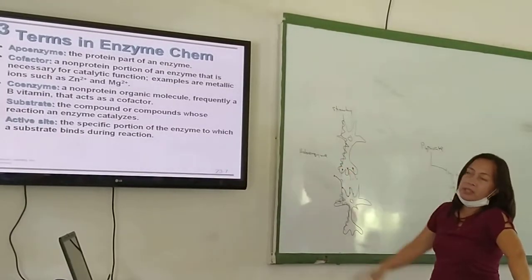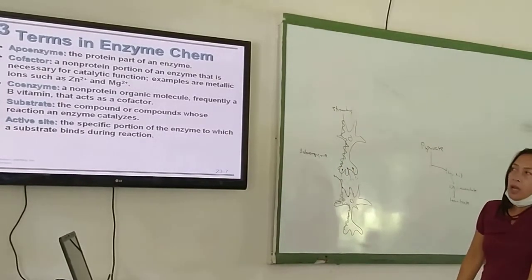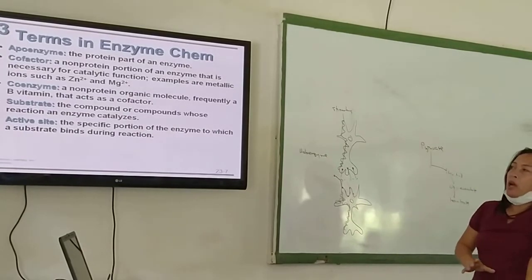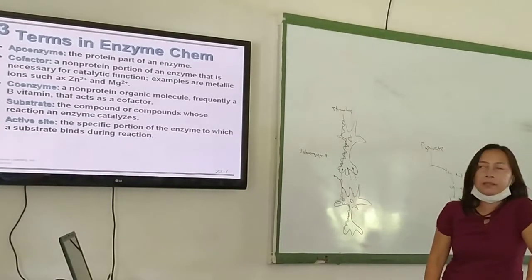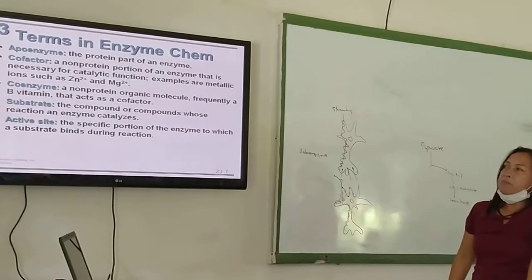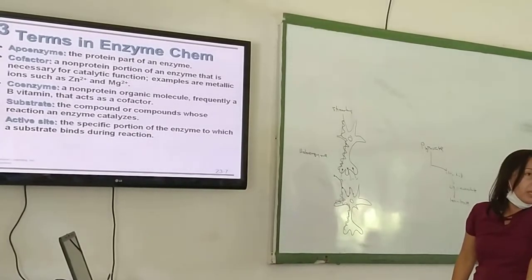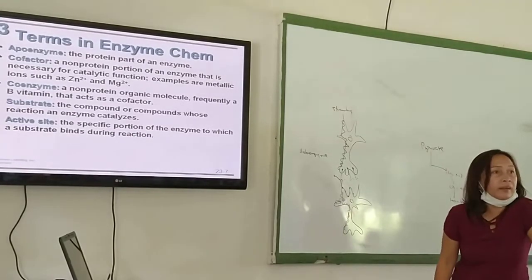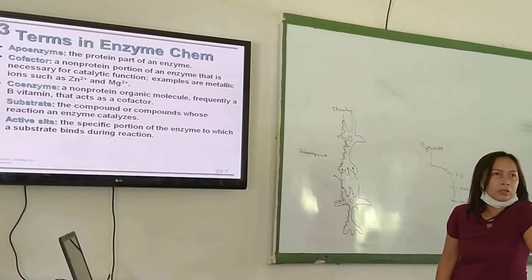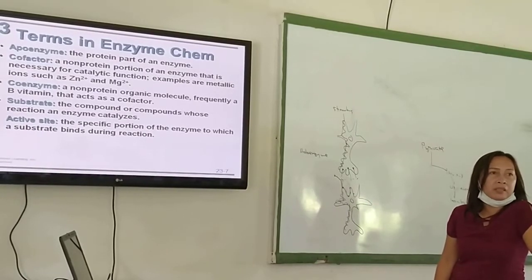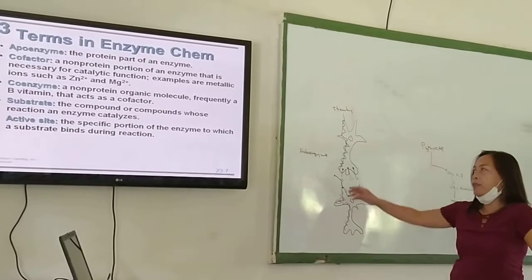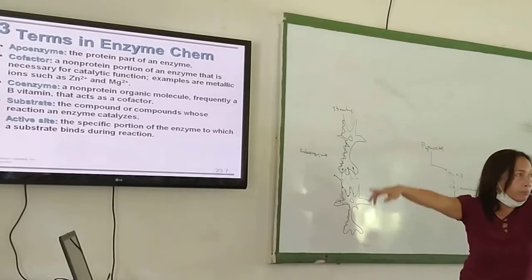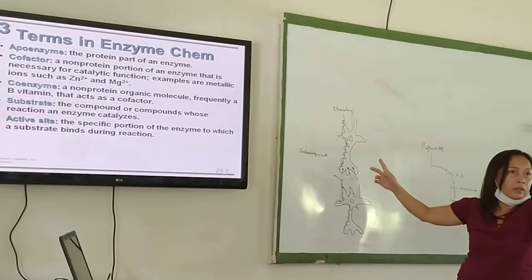So part na siya sa enzyme. Okay? Now, the non-protein portion of the enzyme, which is organic, like for example, B vitamin or vitamin B, mga vitamin B1, B6, they are called coenzyme because vitamins are organic molecules. So they are the non-protein parts of the enzyme, which is part of the holoenzyme, the whole portion of the enzyme. Are you with me?